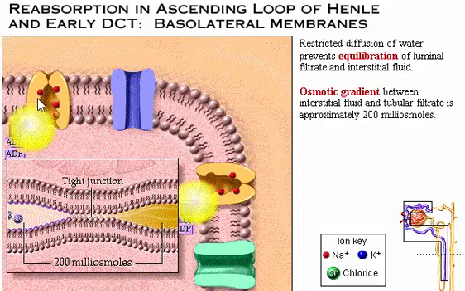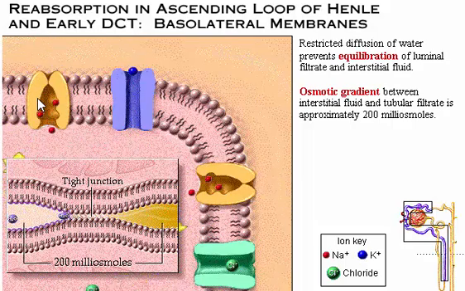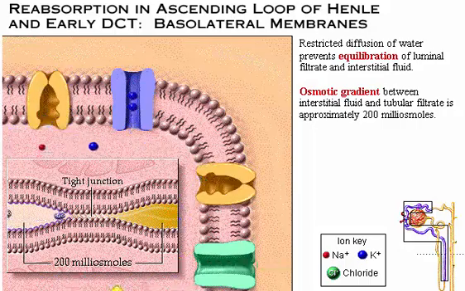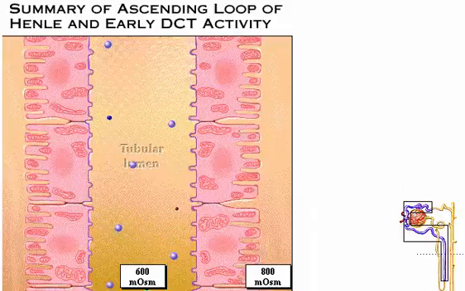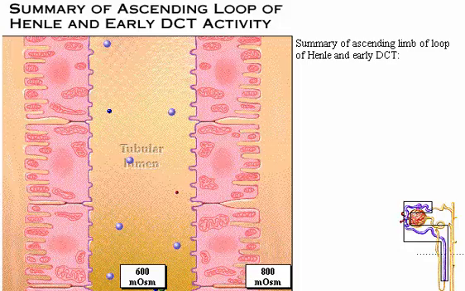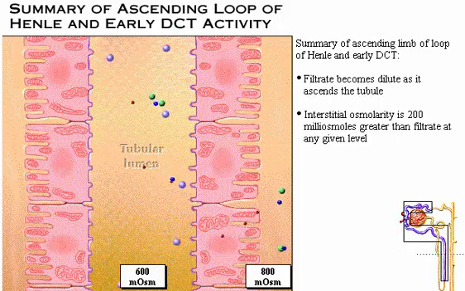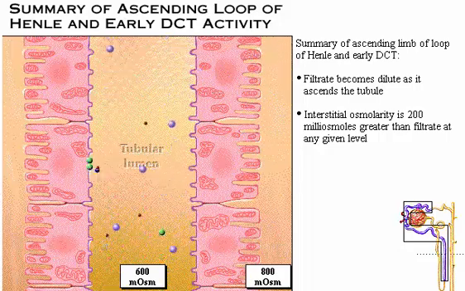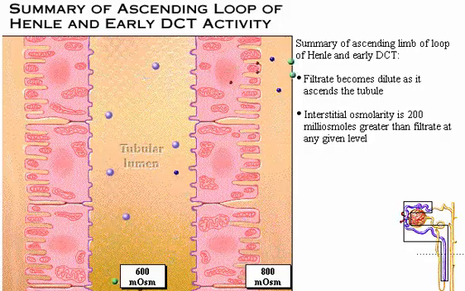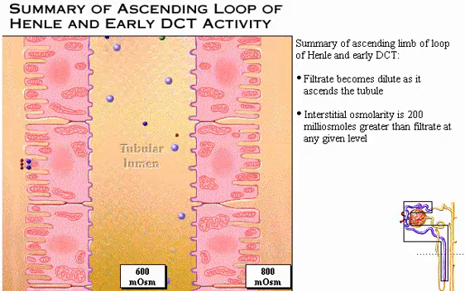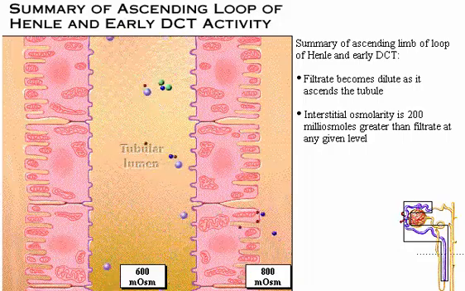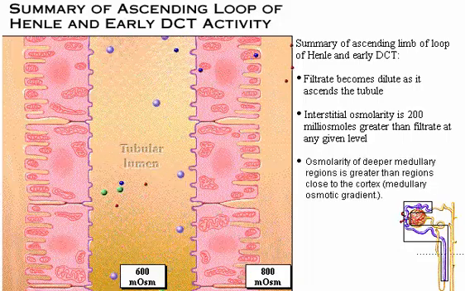In summary, as a result of solutes being removed from the filtrate and water being retained, there are two very important effects. 1. The filtrate becomes increasingly dilute as it moves up the tubule. And 2. The osmolarity of the interstitium is 200 milliosmoles greater than the osmolarity of the filtrate at any given level of the tubule. Notice particularly that this has also formed an osmolarity gradient from the bottom of the interstitium to the top. In this medullary osmotic gradient, the osmolarity of the deeper region is greater than that of the region close to the cortex.